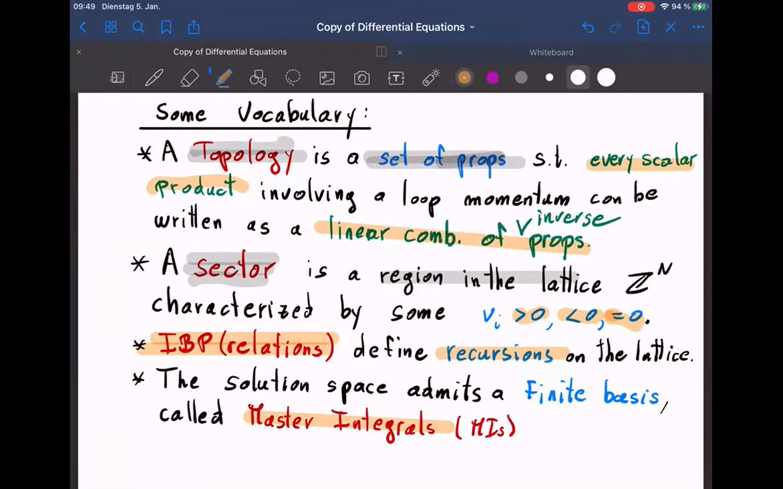Then when it comes to actually evaluating the integrals, because now we will have to evaluate the basis integrals, the master integrals, of course some integrals may be easier to evaluate than others. That's a different story. Okay. Questions before we move on to some example?